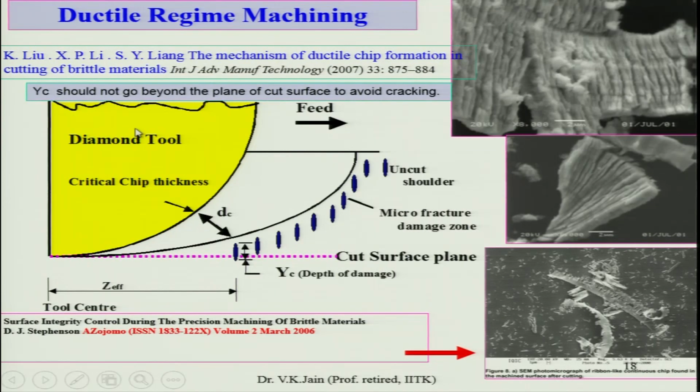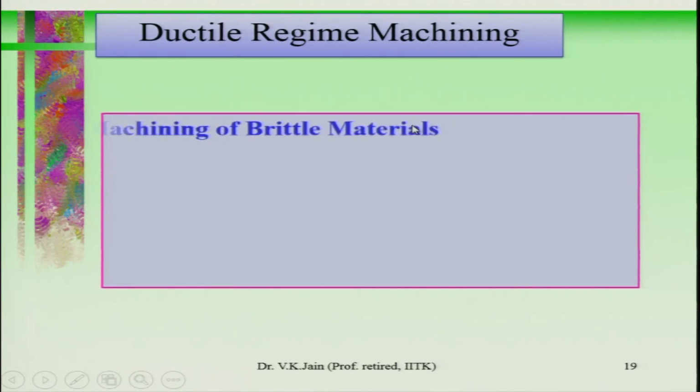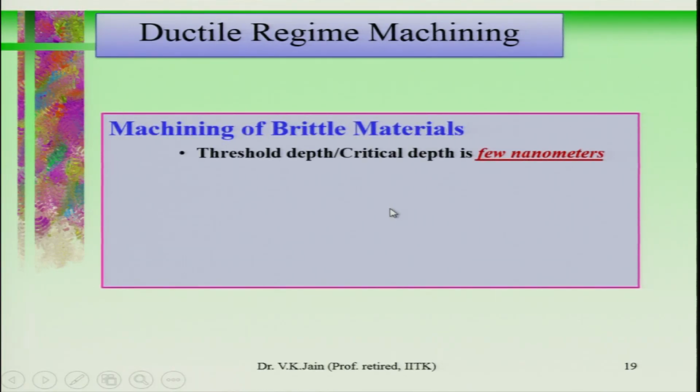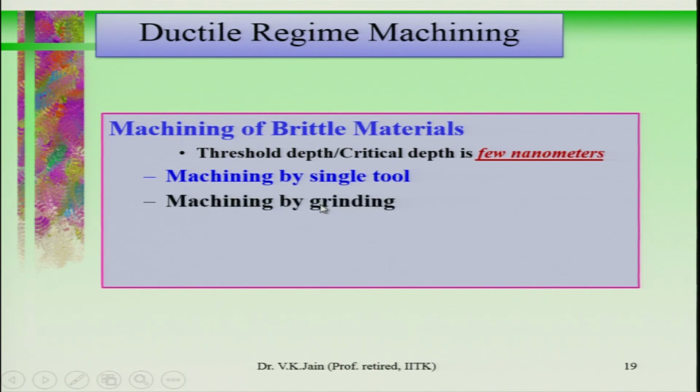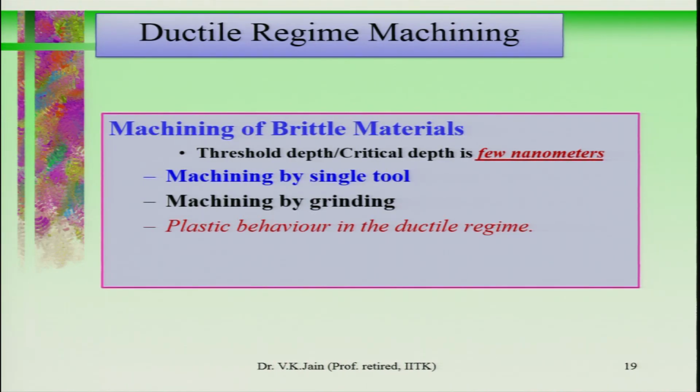So, YC should not go beyond the plane of the cut surface, to avoid cracking. In ductile regime machining of brittle material, the threshold or critical depth is only a few nanometers, not even a few micrometers. Machining by a single tool is what you do in diamond turning. Machining by grinding can also be done, and plastic behavior in the ductile regime is obtained, as we have already seen in the three photographs of the earlier slide on the right hand side.